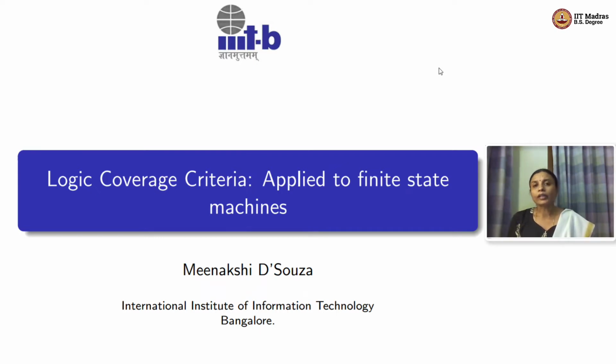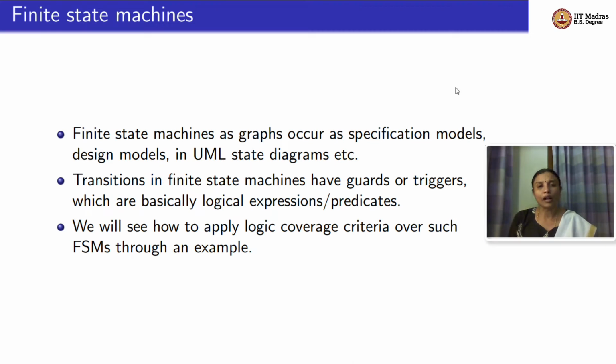One such artifact is that of a finite state machine. If you remember, we had introduced finite state machines when we did graph-based testing. They are basically special kinds of graphs that have states which are represented as the vertices of the graph, transitions which connect vertices through edges, and they are popular graph models for specification, for design, and so on.